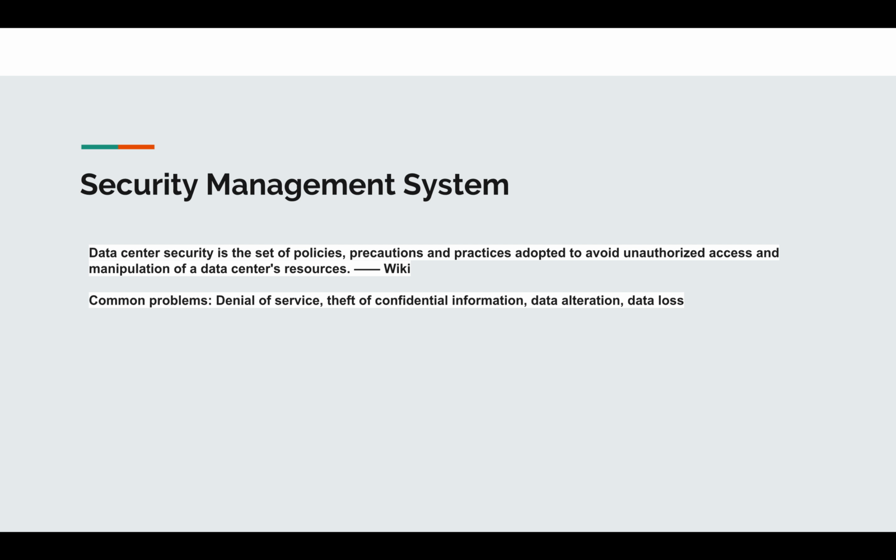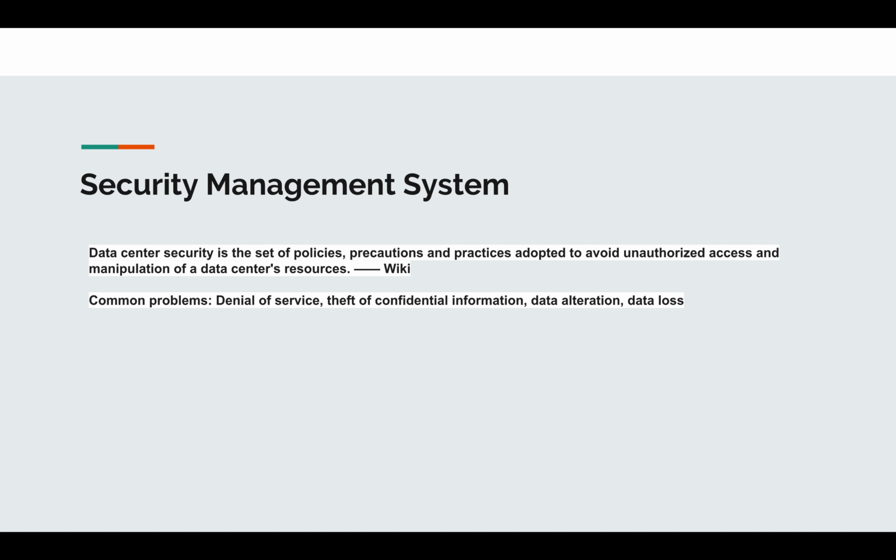So what is data center security? Here's the definition from Wikipedia. Data center security is the set of policies, precautions, and practices adopted to avoid unauthorized access and manipulation of a data center's resources. So when we talk about data center security, we are facing some common problems such as denial of service, theft of confidential information, data alteration, and data loss.